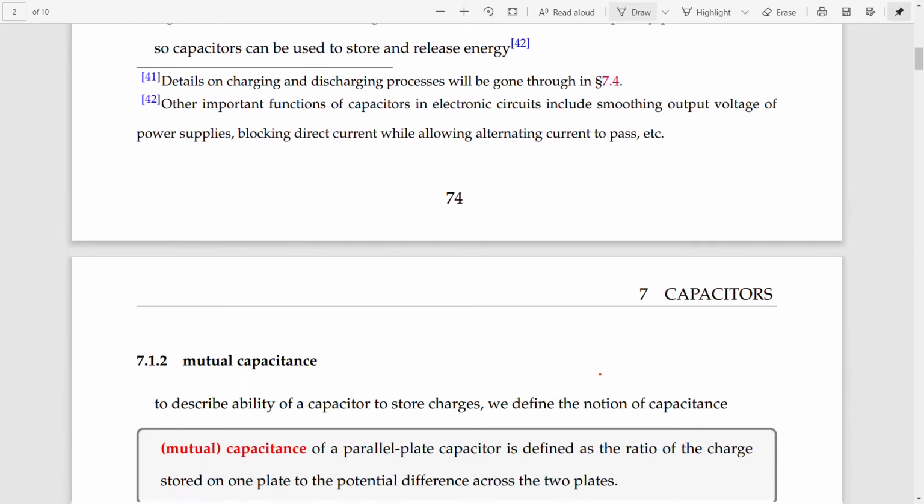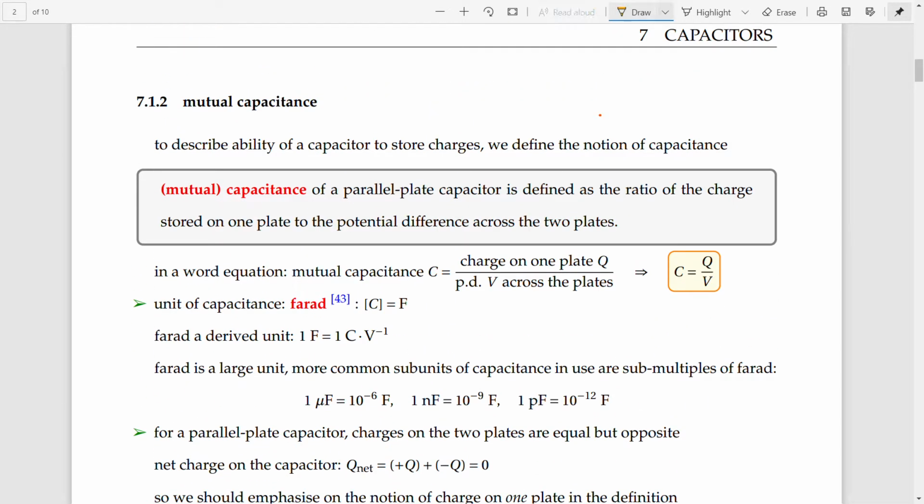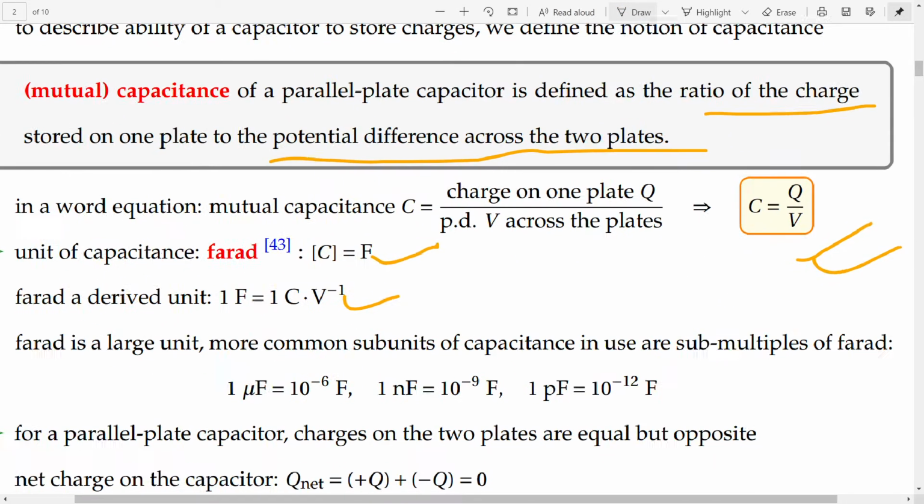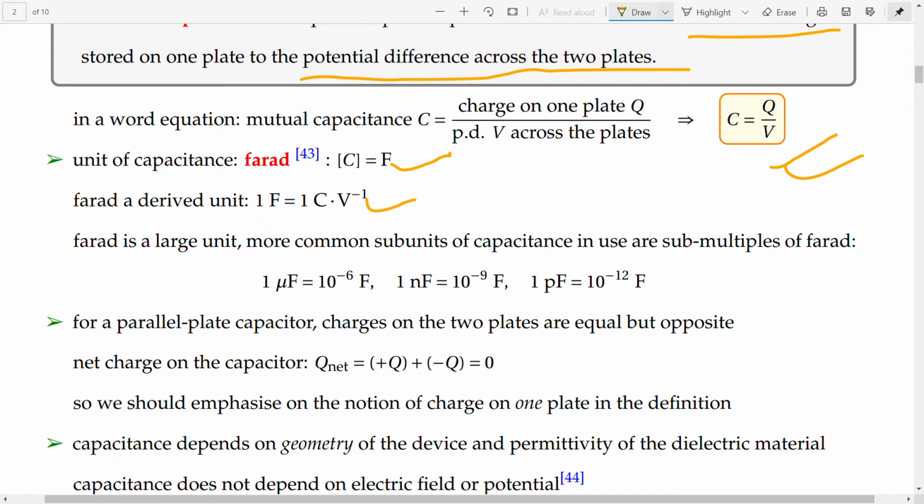Another thing you need to know: in an examination, you'll be asked to define capacitance. You can say it is the ratio of the charge stored on one plate to the potential difference across the plates, and this formula is important. The unit of capacitance is the farad, and 1 farad is 1 coulomb per volt. These unit prefixes are also important: micro, nano, pico.